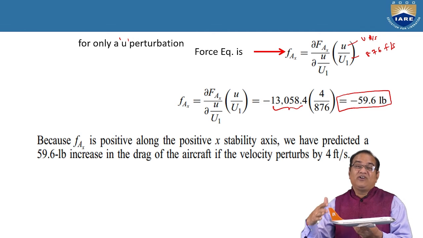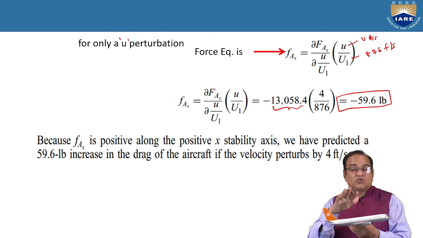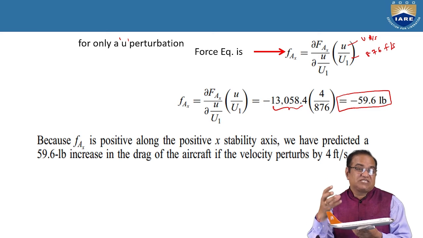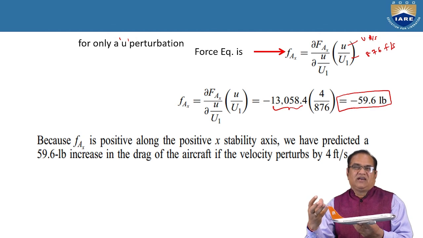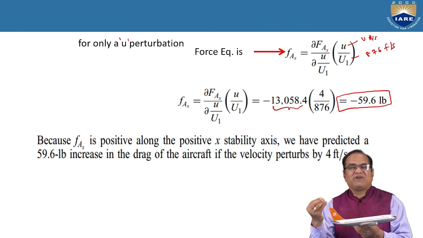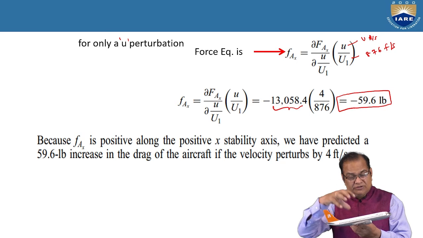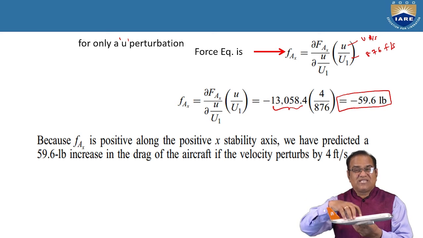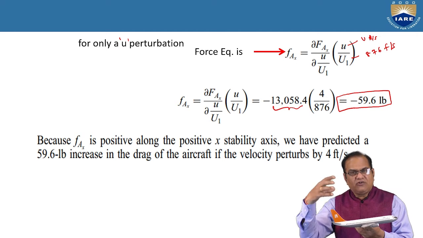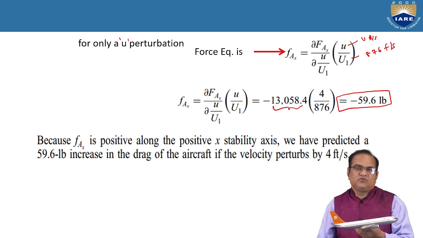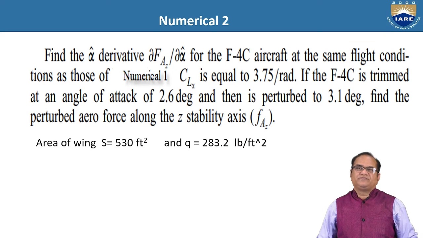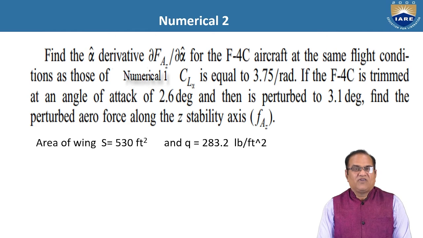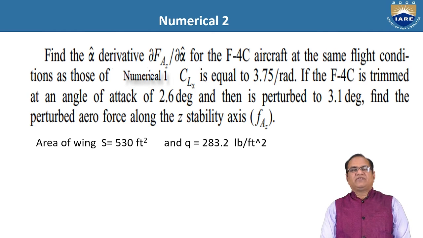And then if you want to make further design changes so that this 59.6 pounds which we have generated by this perturbation of 4 feet per second can be avoided, some changes in the wing, fuselage, tail and fin have to be made. This type of issue can be solved. Okay, so now my first numerical is solved.